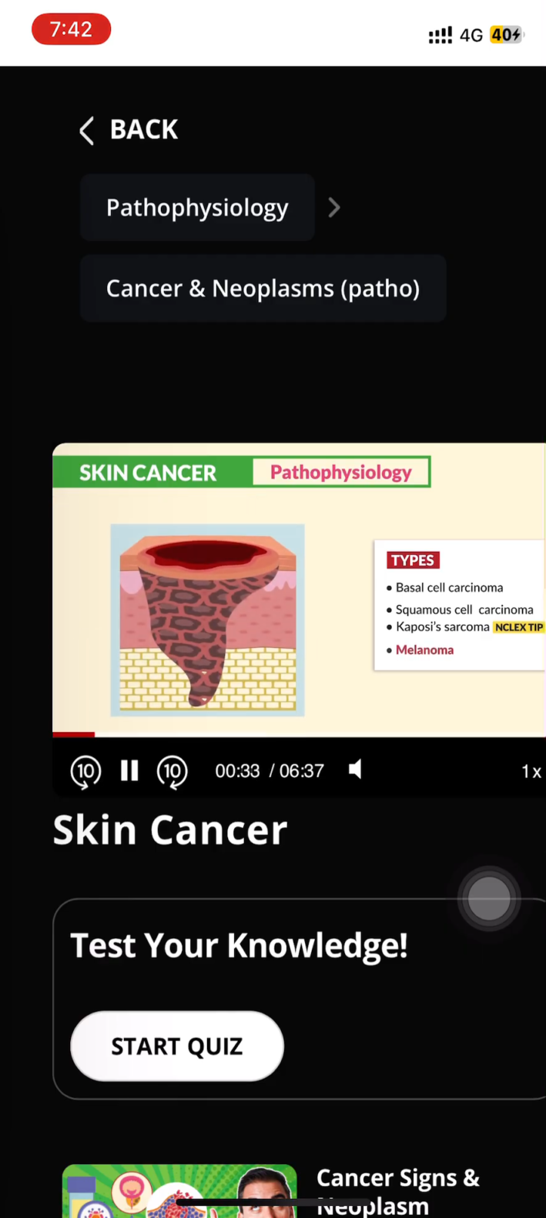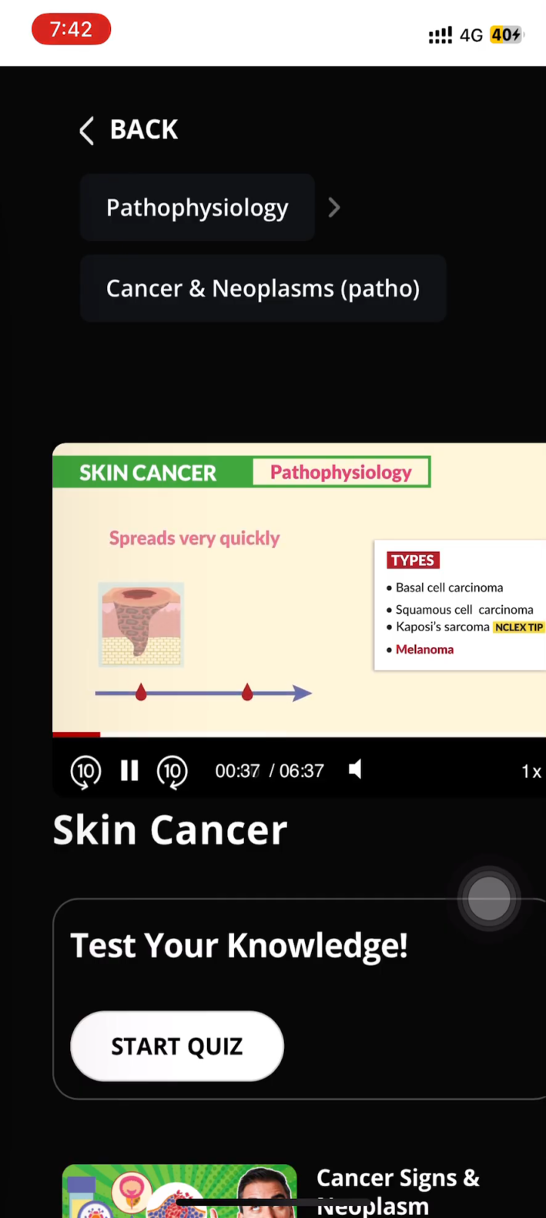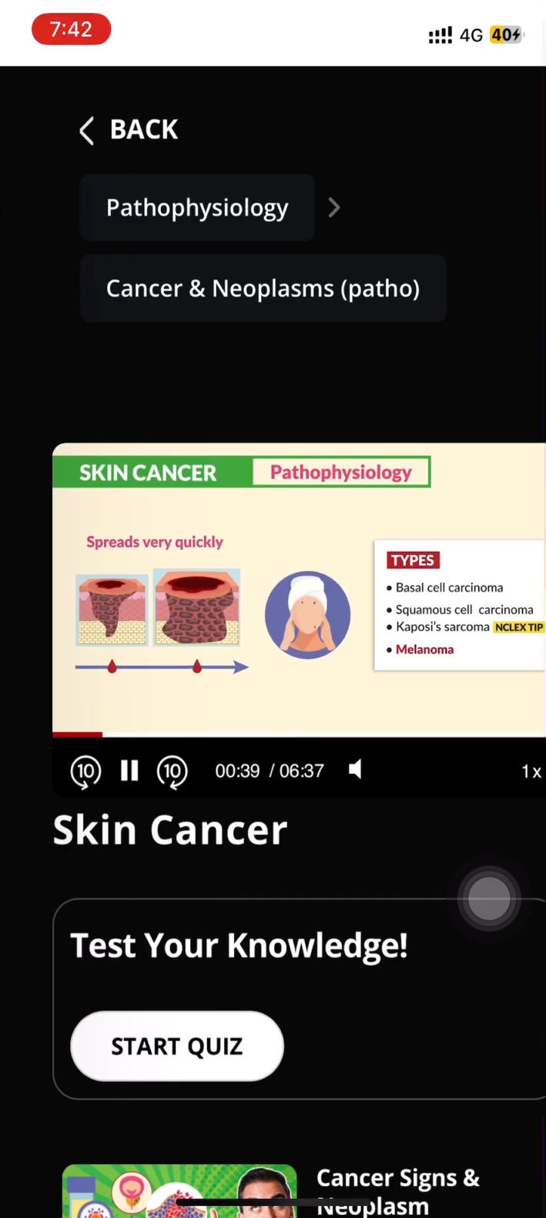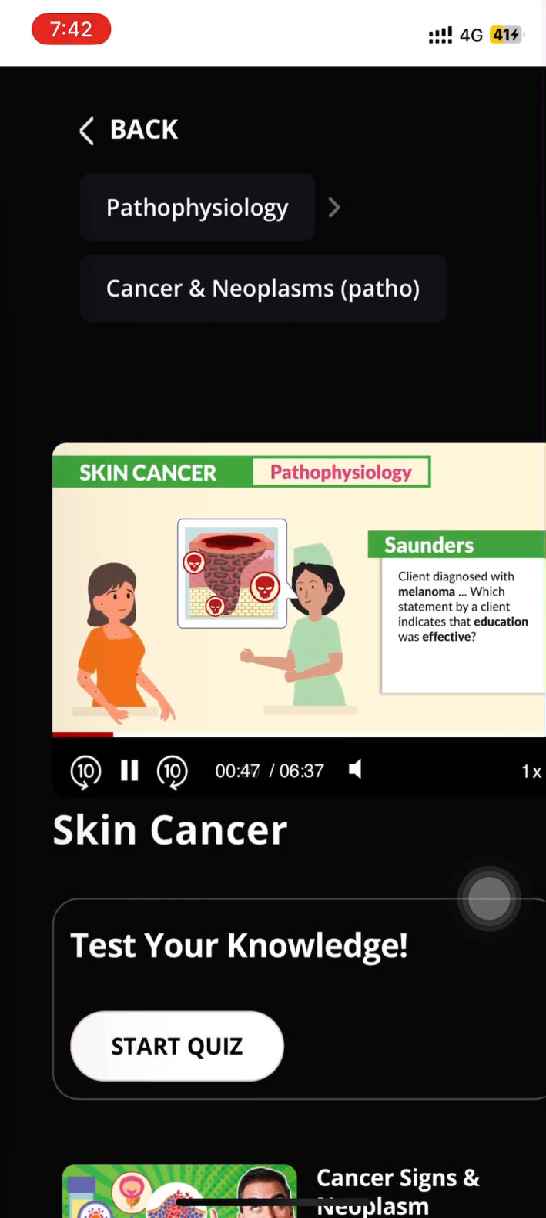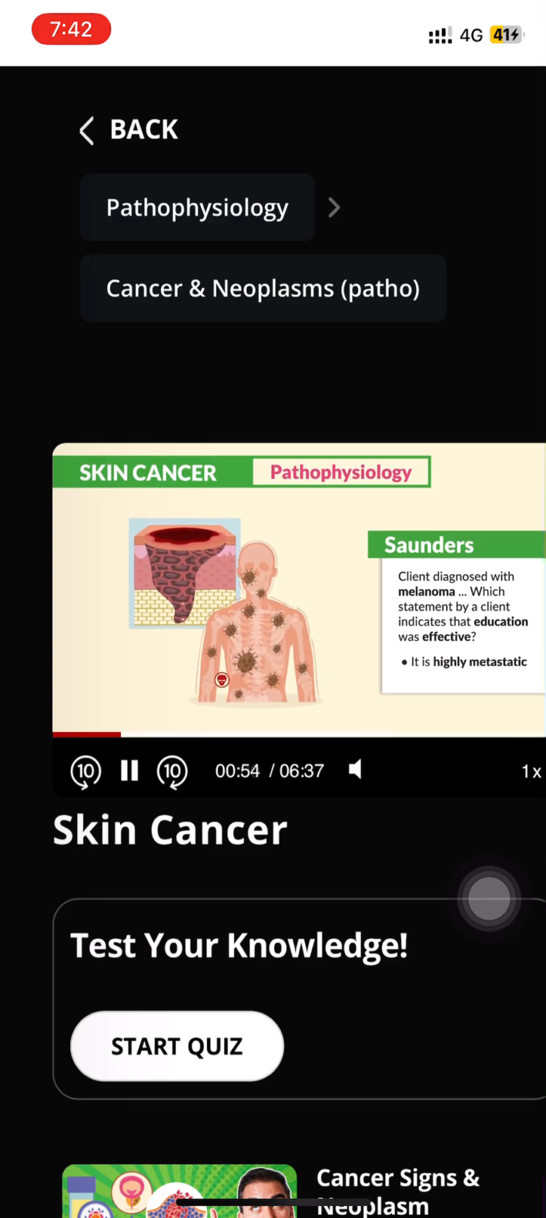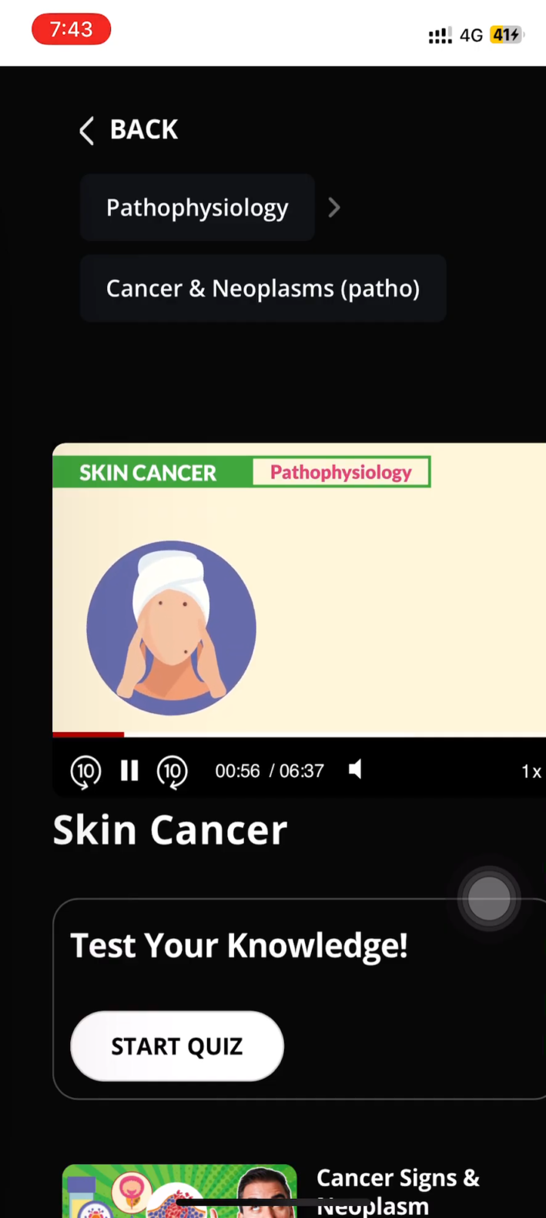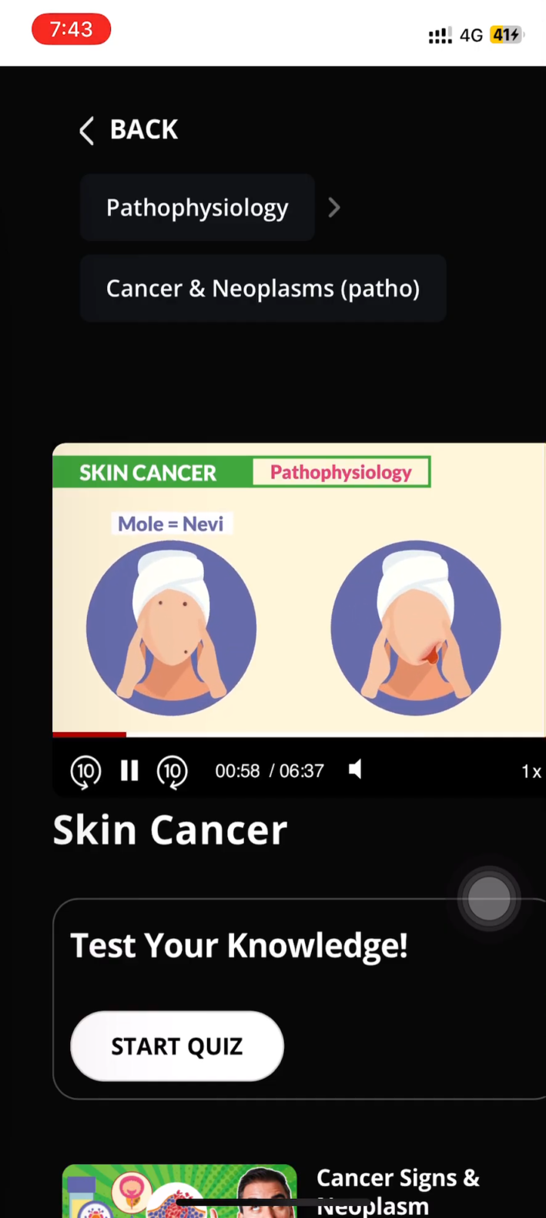And the last one is melanoma, which is the deadliest form of skin cancer, since it spreads very quickly, involving moles. So we call it molenoma for melanoma. Now Saunders mentions, a client diagnosed with melanoma, which statement by a client indicates that education was effective. It is highly metastatic.